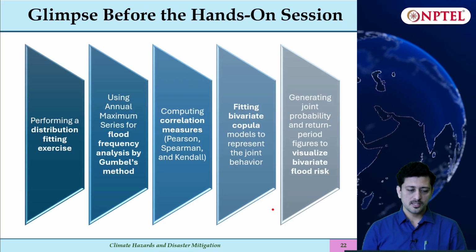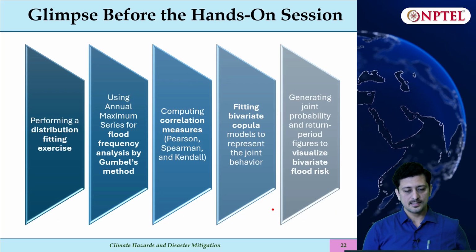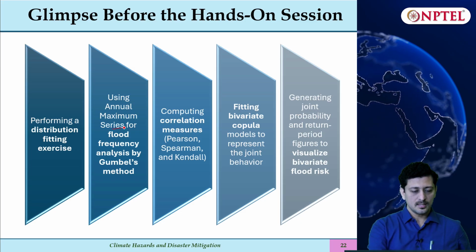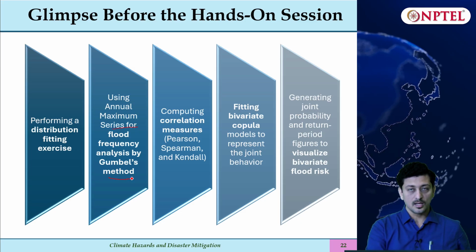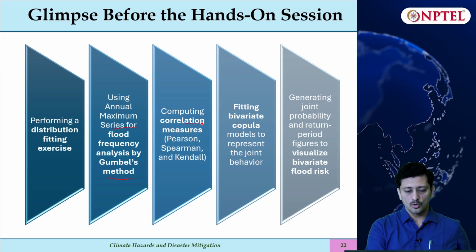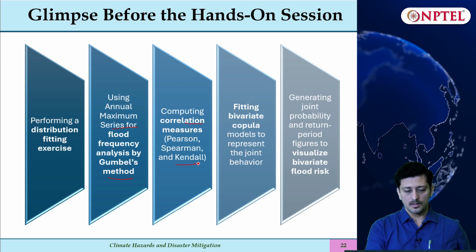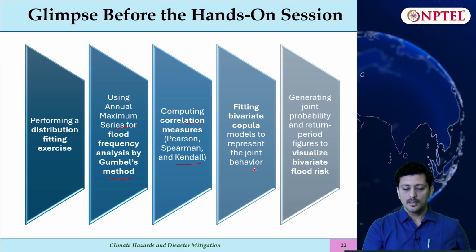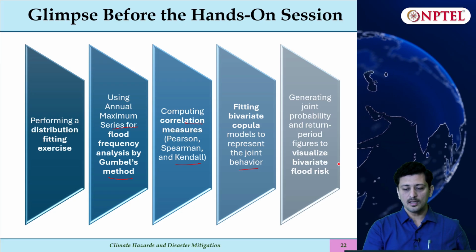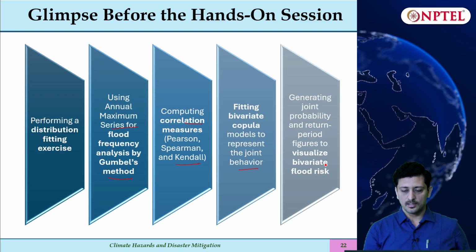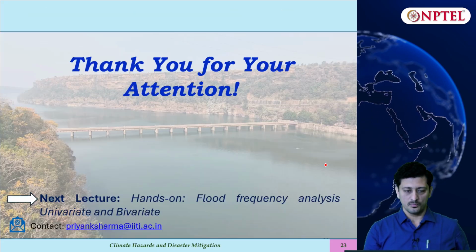As a glimpse of the next hands-on session, we will be performing a distribution fitting exercise. We'll use the AMS series for flood frequency analysis using Gumbel's method. We'll compute the correlation measures using Pearson, Spearman and Kendall. Then we'll see the copula fitting and how we can calculate the return levels using the copula.